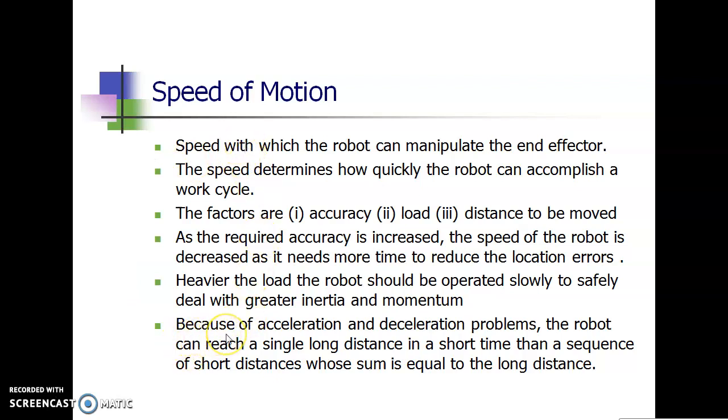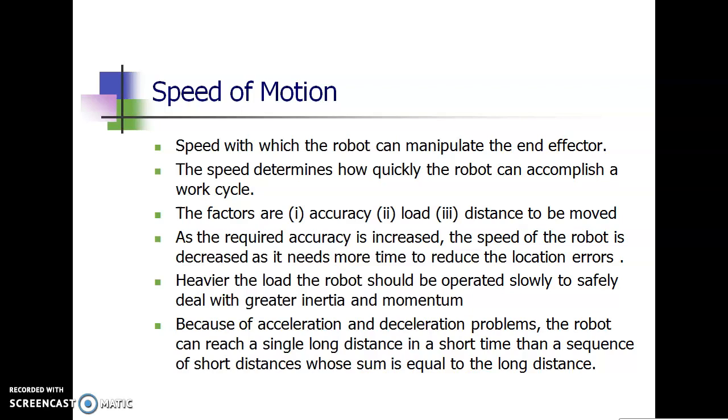And third one, because of acceleration and deceleration problems, again the speed of motion has to be controlled. One simple thing is, if you want to move a single long distance, that will be done with a faster speed and in a shorter time. But if you take smaller distances whose sum is equal to the long distance, it will take a longer time, otherwise the speed of motion is going to reduce.